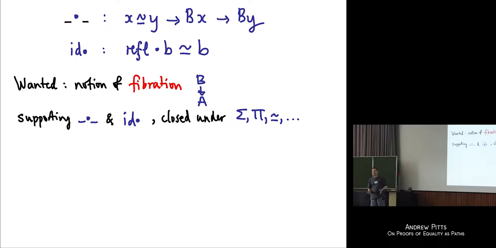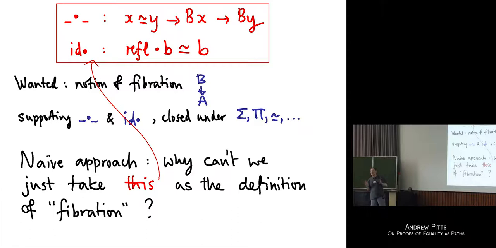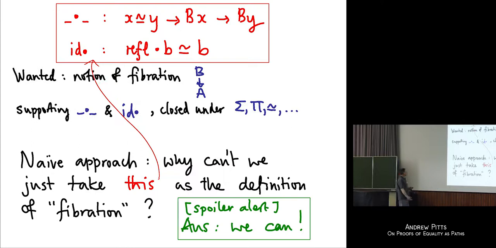Okay, and you can start to go down the road that Daniel Kahn began without knowing it back in the 50s, in terms of fibrations to do with filling operations, or you cannot, and we're not going to do that. We're going to do something different. I'm going to pretend to be naive, right, and say, well, actually, why is it that we can't just take this red stuff to be the definition of what a fibration is? In other words, I'll take a fibration to be a B that comes along with functions of this kind. Well, the spoiler is that being naive in this case works.